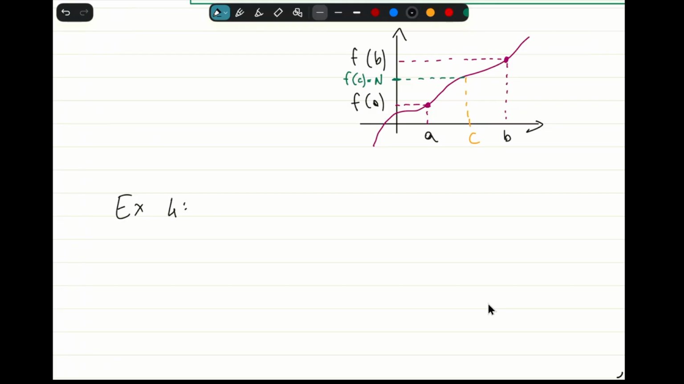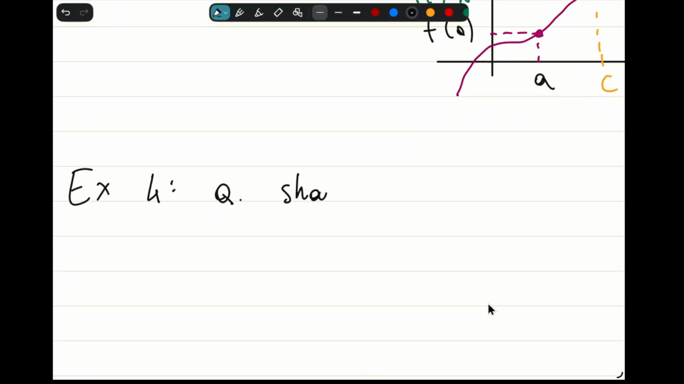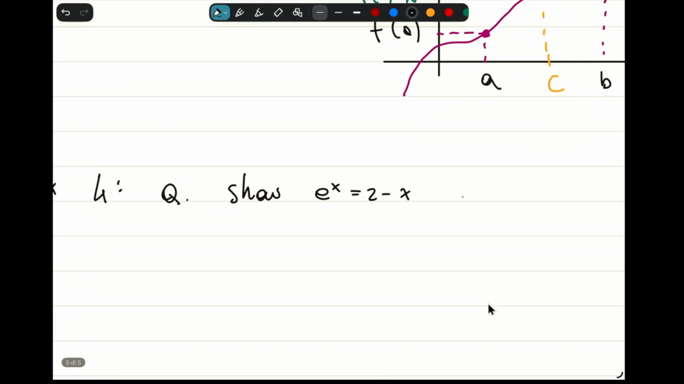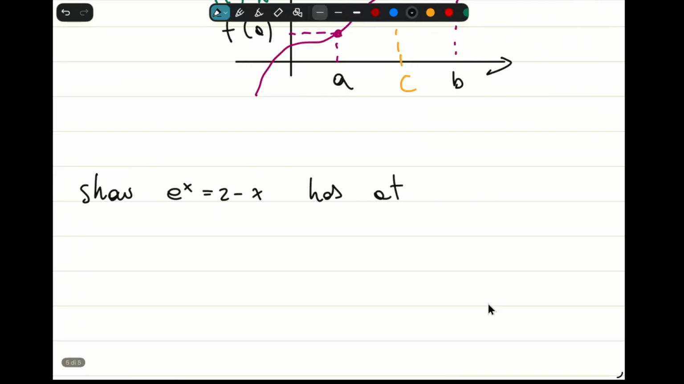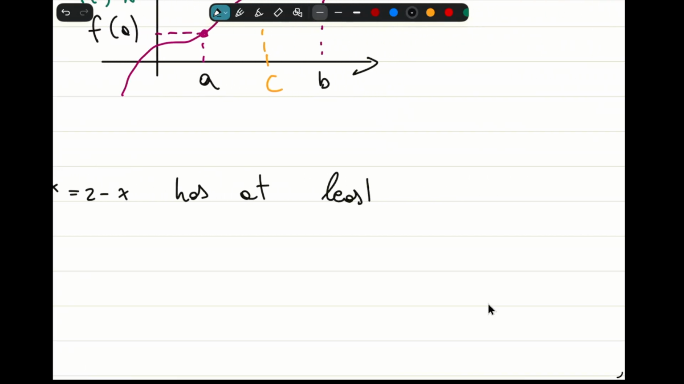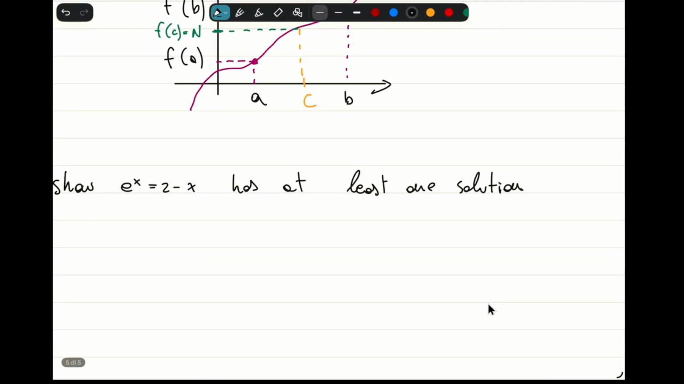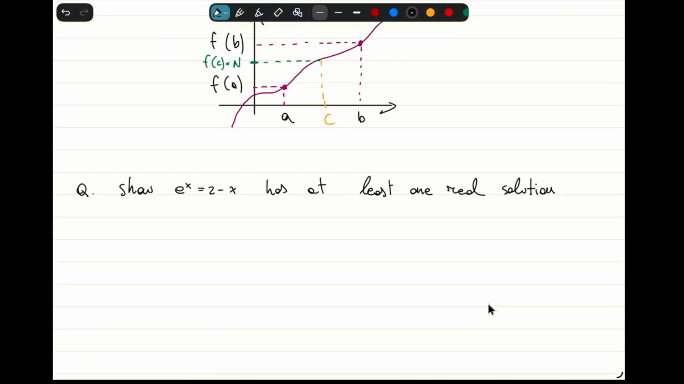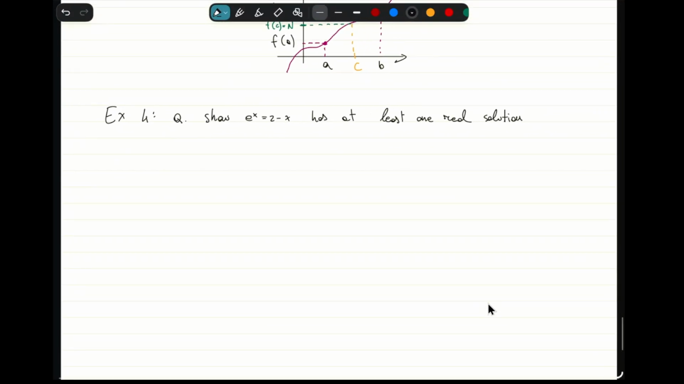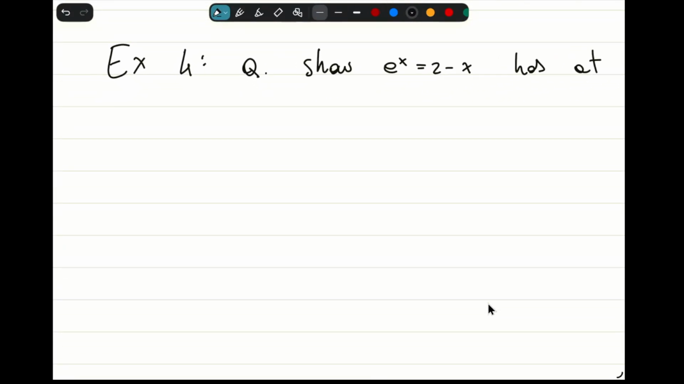So our question goes like this. So show e to the x equals 2 minus x has at least one solution, one real solution. Okay, and this is more like a proof rather than an actual exercise, but let's start.